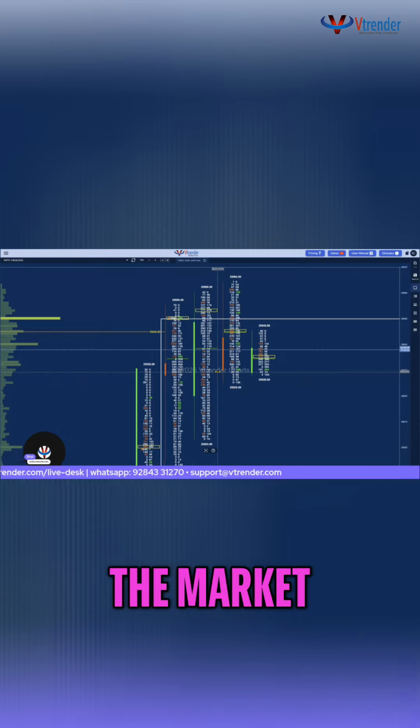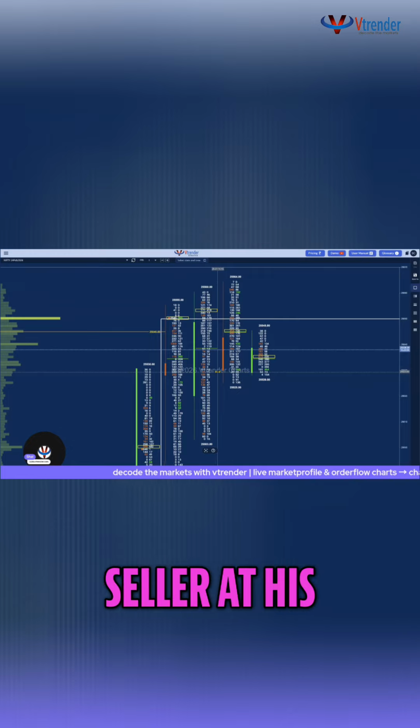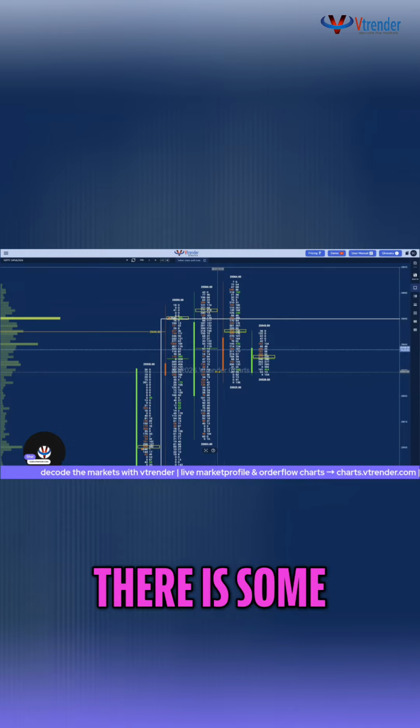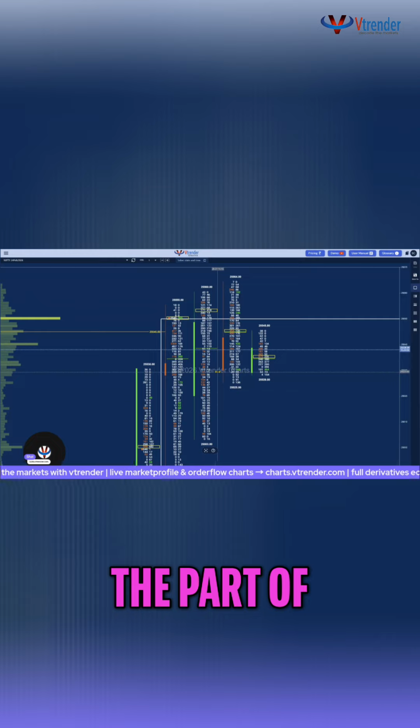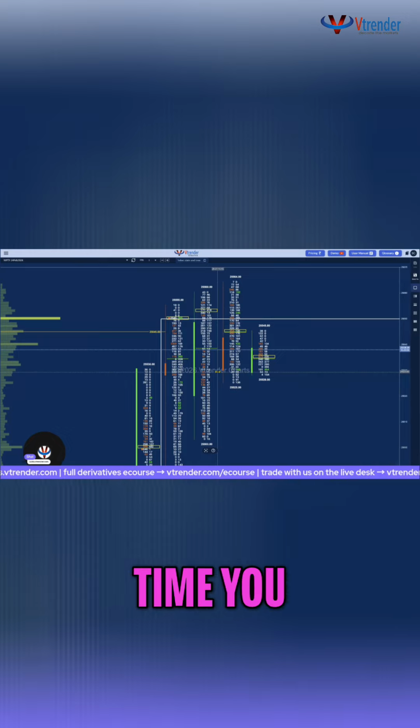Price only moves when either the buyer or the seller agrees to enter a market order and meet the seller, the buyer meets the seller at his price. There is some kind of intent shown on the part of the buyer, and he agrees to meet the seller at the price at which he has put the order on the screen. And that's the time you say that there is a trade which is happening.